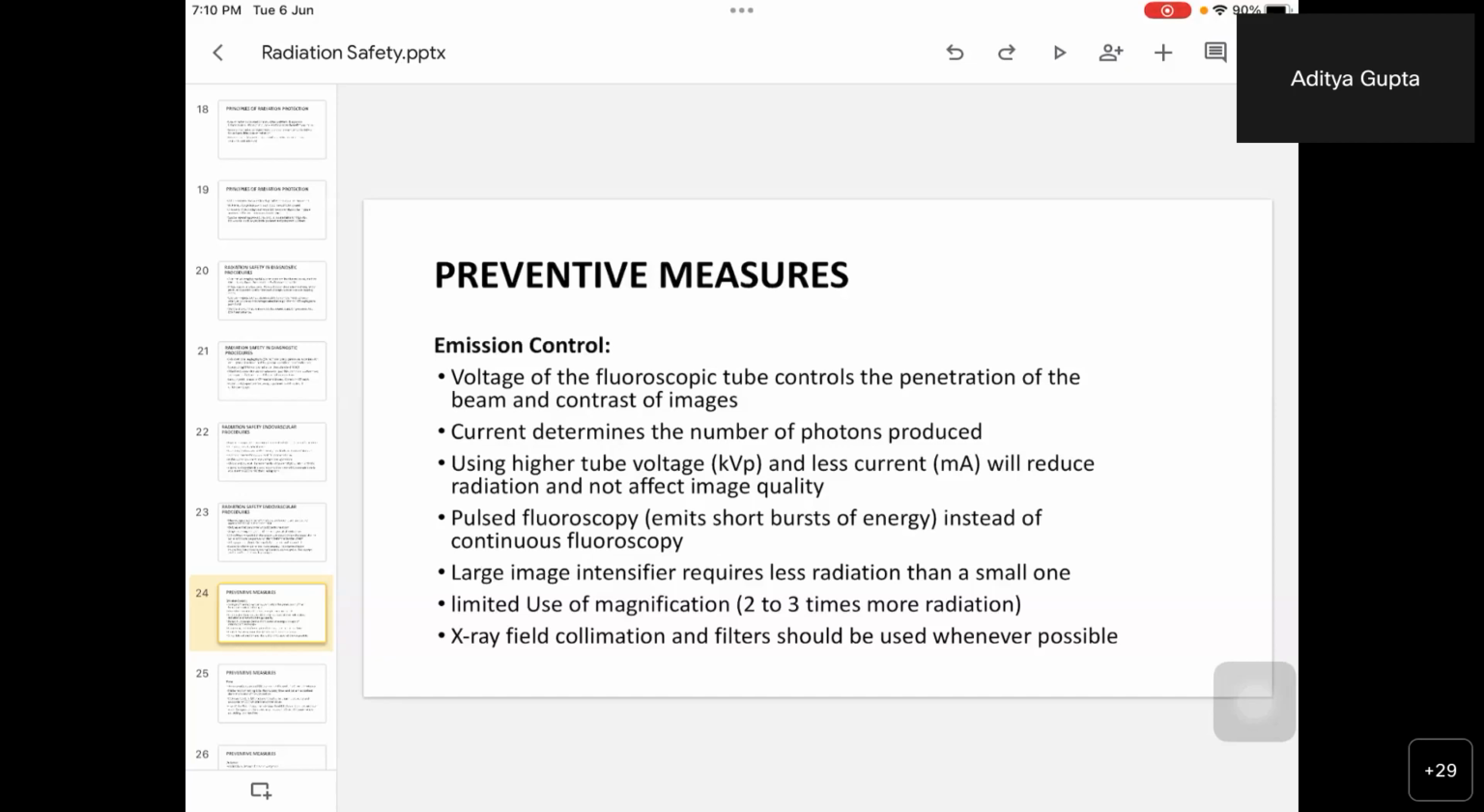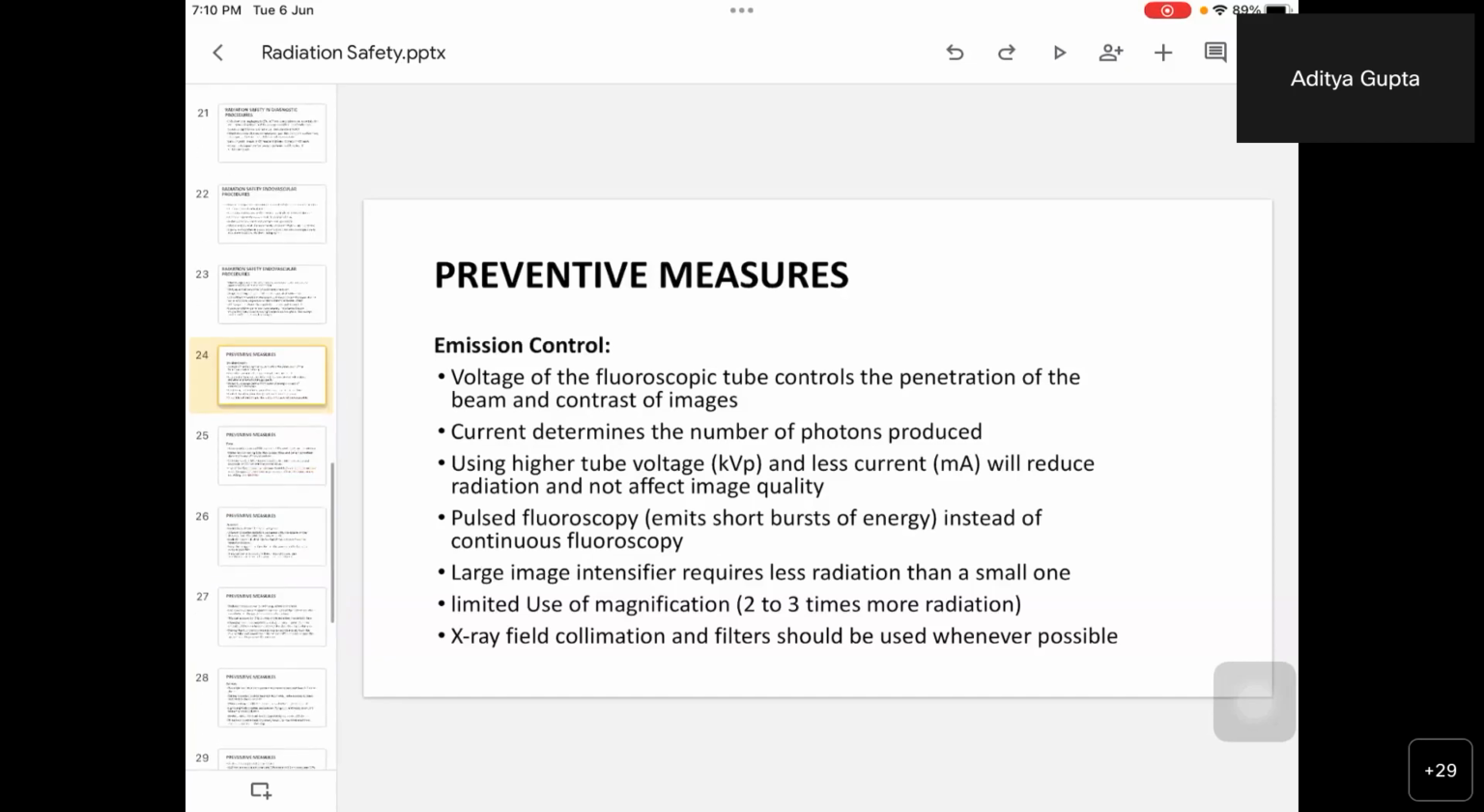A large image intensifier should be used, which requires less radiation than a smaller one. There should be limited use of magnification, as magnification causes 2 to 3 times more radiation exposure. X-ray field collimation and filters should be used wherever possible.